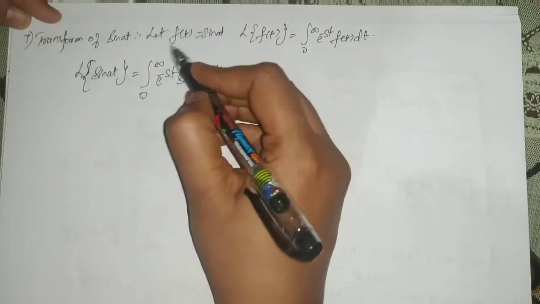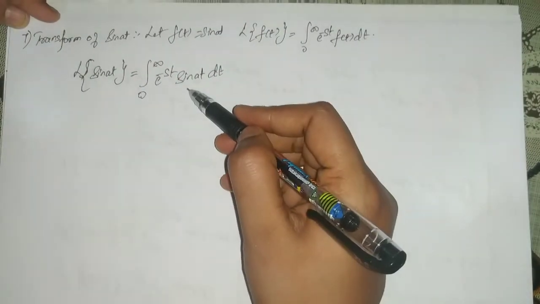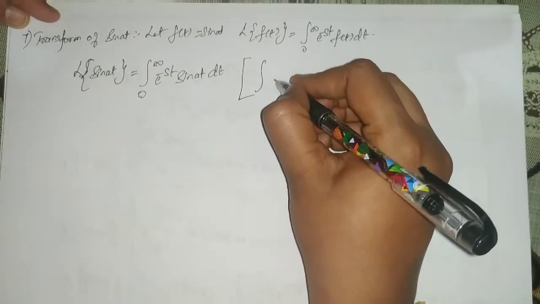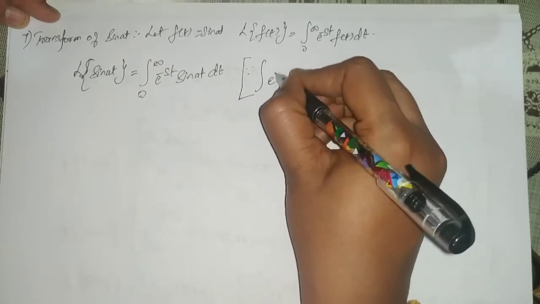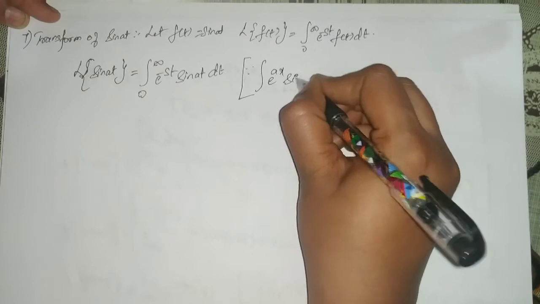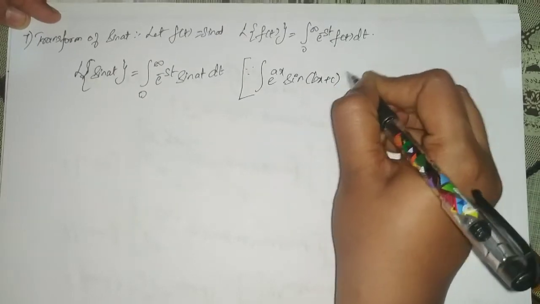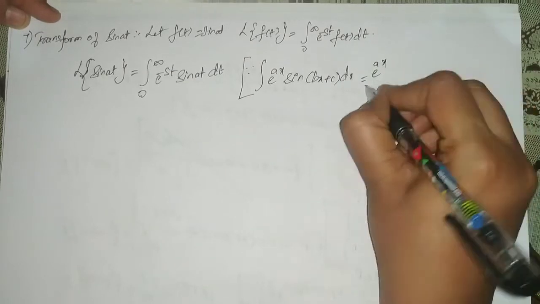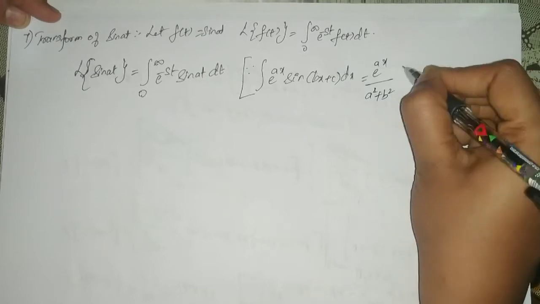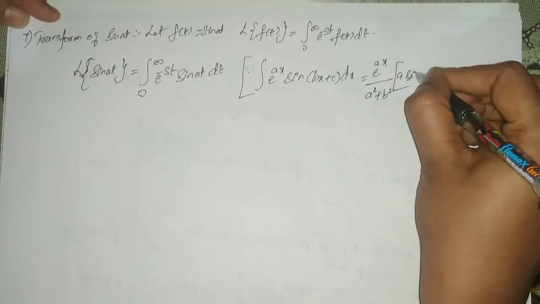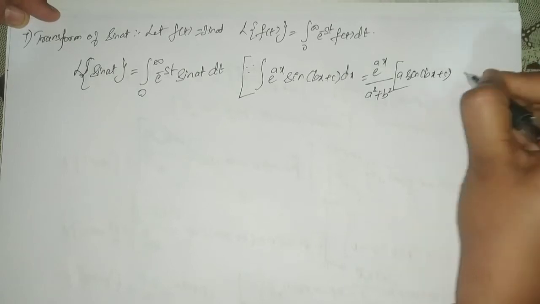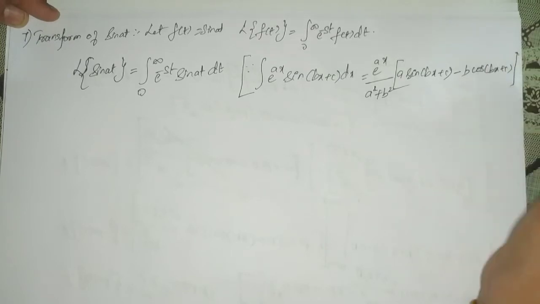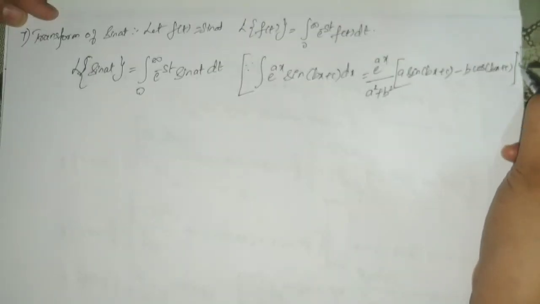It is the same as what we did for cos at. Exponential into sine cannot be solved by direct integration, so we are using the standard result: integral e power ax sin(bx plus c) into dx can be written as e to the power ax by a square plus b square into a sin(bx plus c) minus b cos(bx plus c). This is the standard formula.